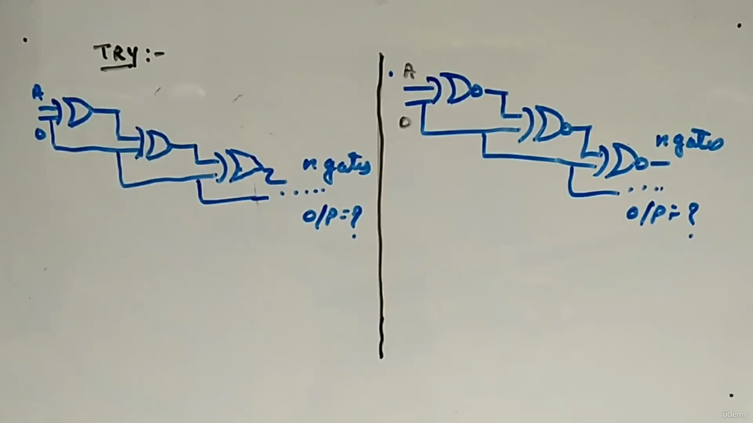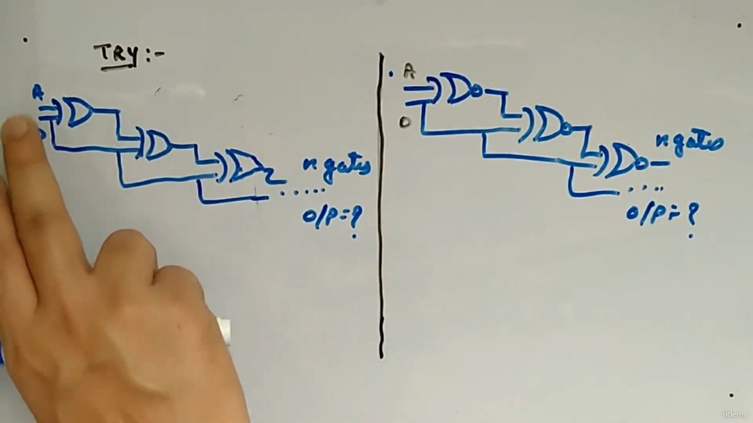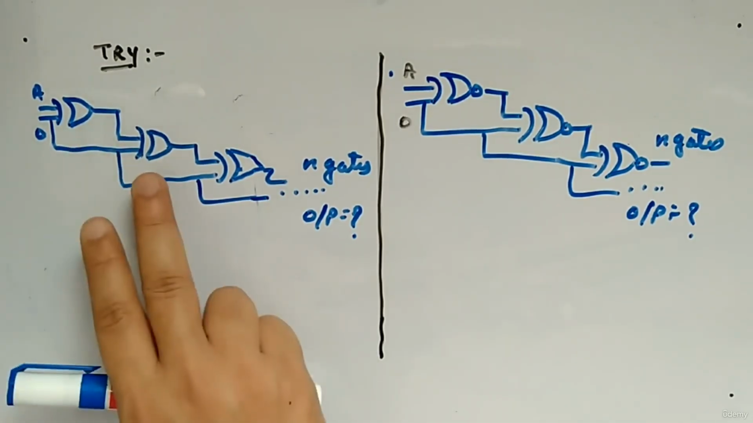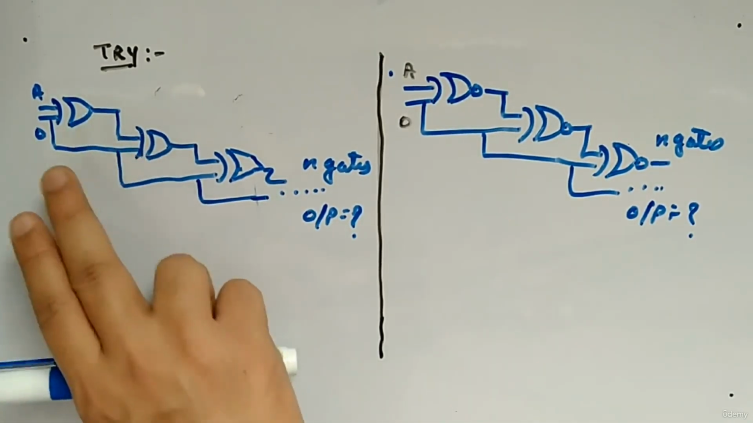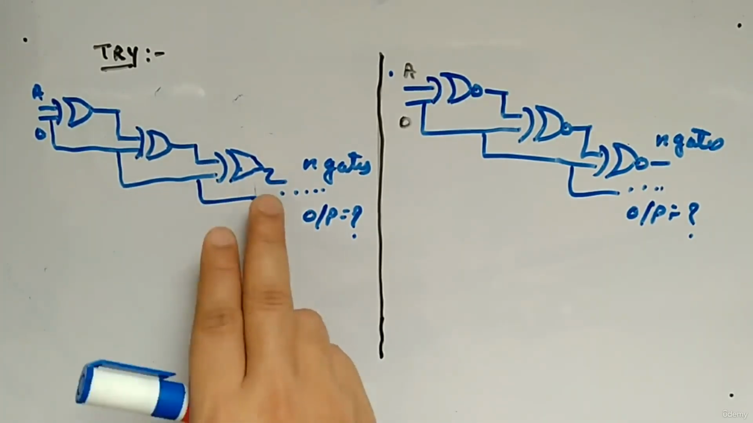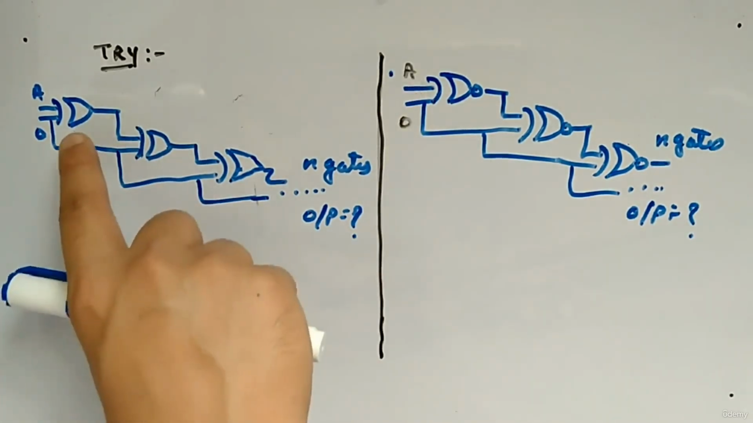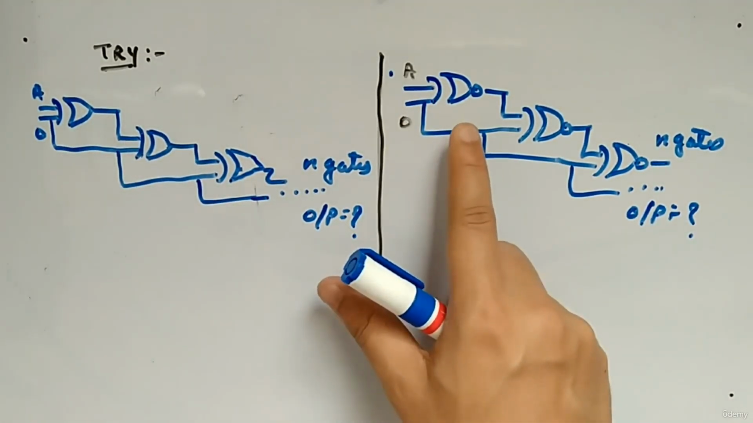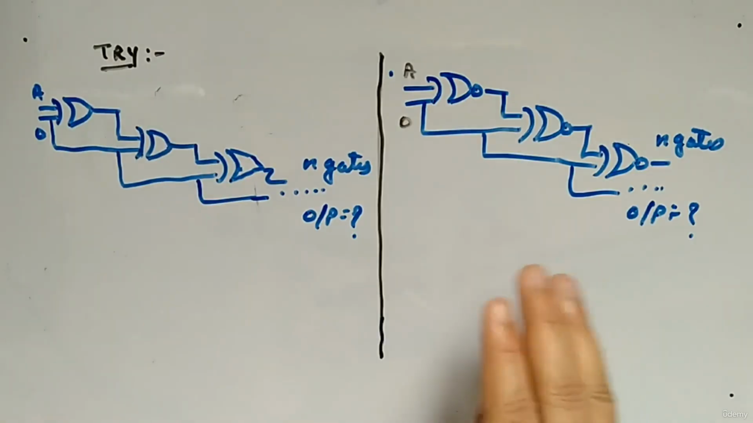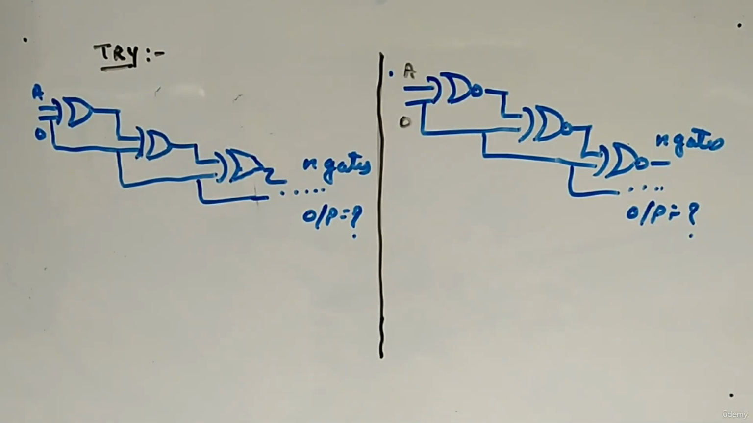Okay, now you can try these two questions. Here we are applying A and 0 to the XOR gate, and another XOR gate where the output of this gate will be given with 0. Then again an XOR gate with 0, and it goes on and on for n gates. Then what will be the output? Another one is, instead of using an XOR gate, we are using an XNOR gate. The rest of the question is similar, with n number of gates. What will be the output? You can try on your own, you know the concept now.